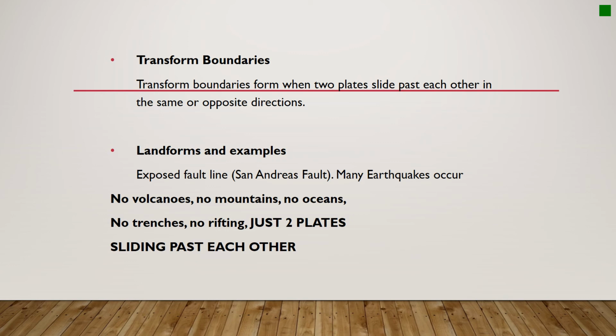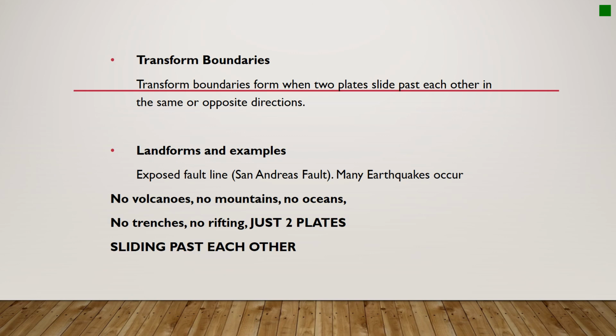Our next type of boundary is called a transform boundary. This is when two plates are sliding past each other, or occasionally two plates that are actually going in the same direction. Now, transform boundaries are unique in the fact that you still get earthquakes, just like the other boundaries, and all boundaries have that in common. But you don't get volcanoes, and you're not going to get large mountains, and you're not going to get major waterways, no oceans or anything like that. No big trenches, no rifting.